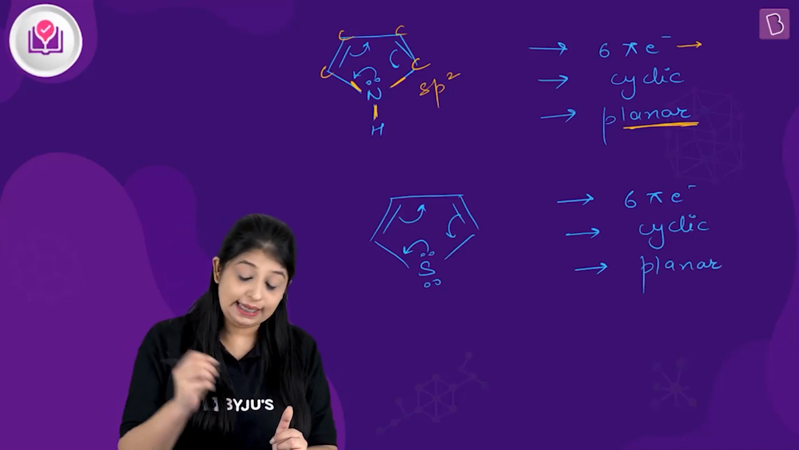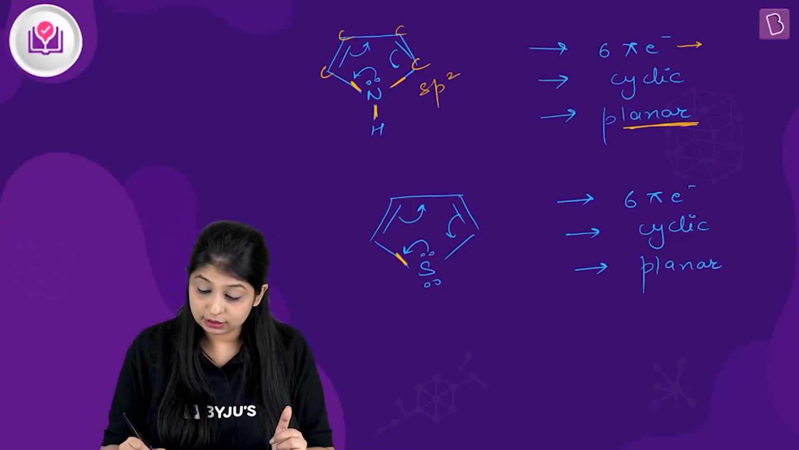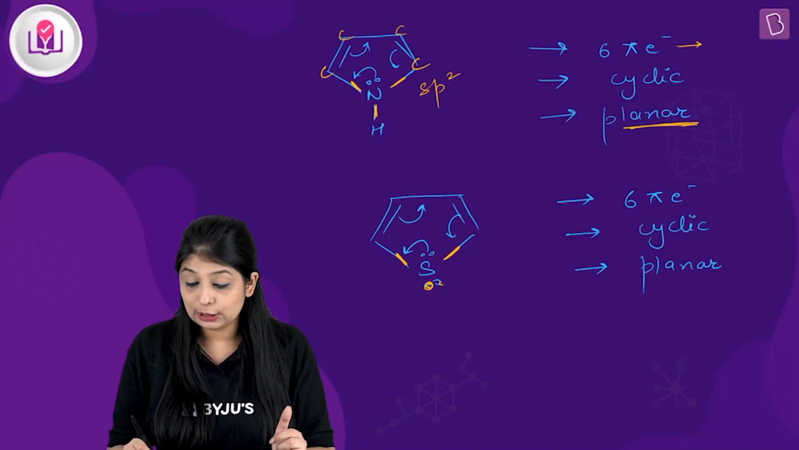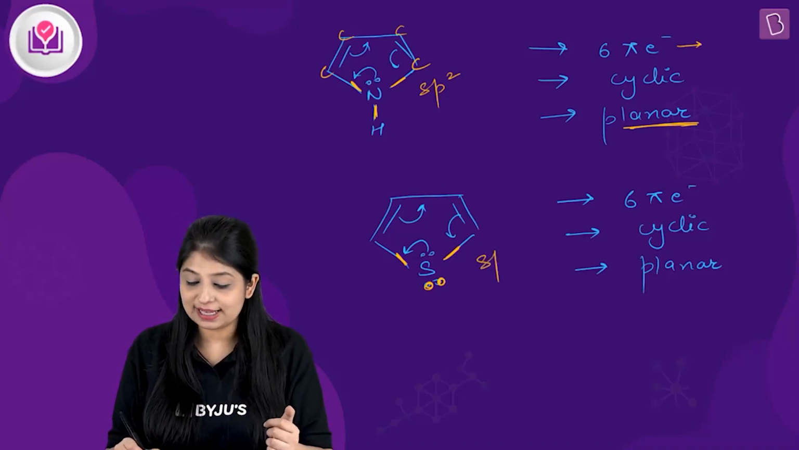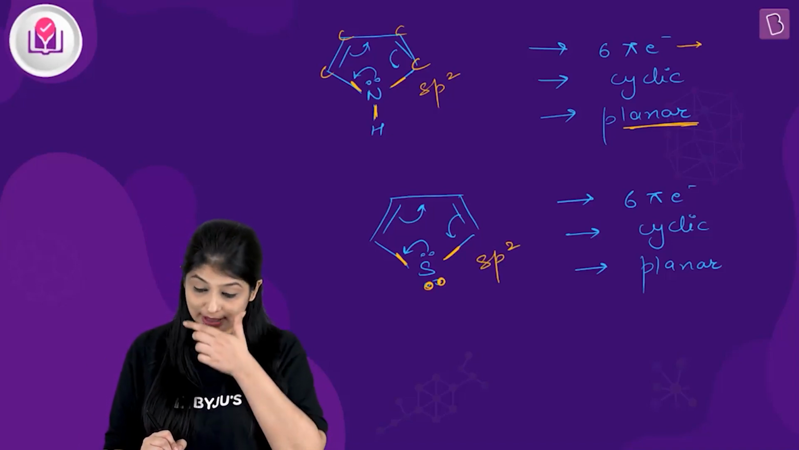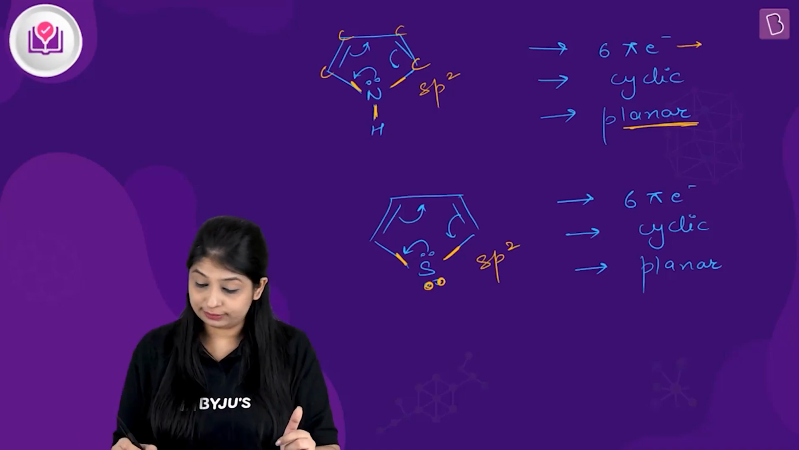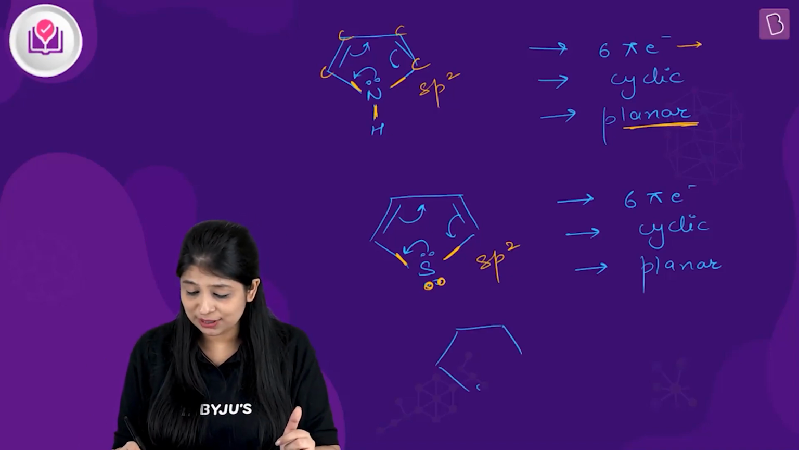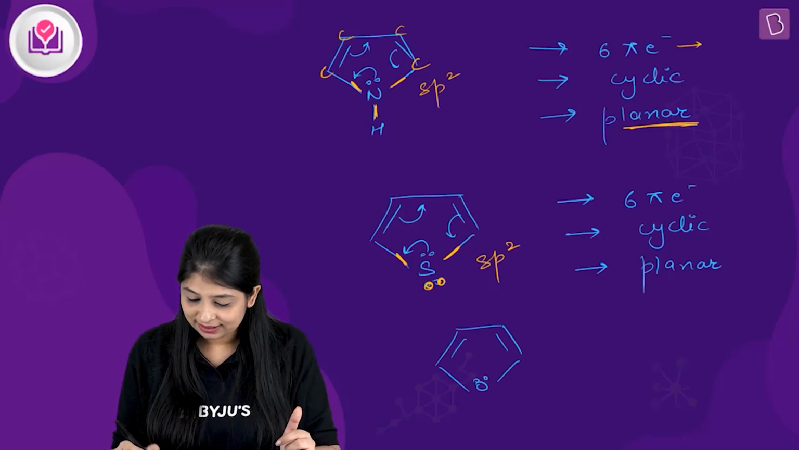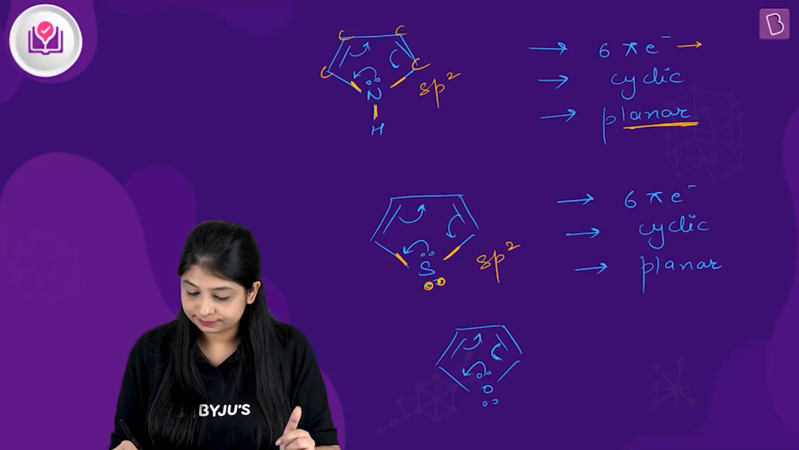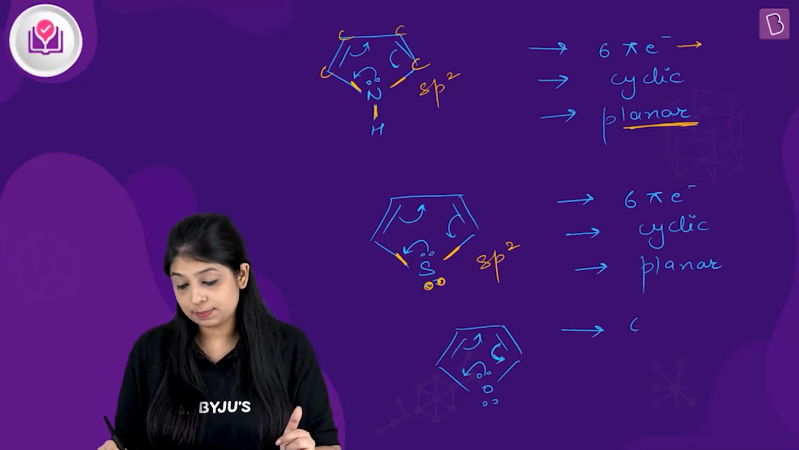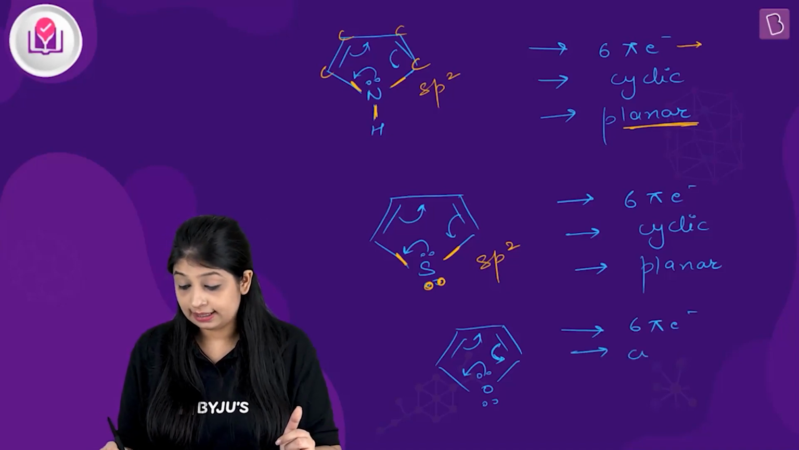Why? It's making 3 sigma bonds. It's making 2 sigma bonds. However, the lone pair is in the hybridized orbital, which makes the hybridization sp2, right? What about furan? Actually, furan is also pretty much the same, right? So one of the lone pairs is being delocalized, so that makes 6 pi electrons, cyclic as well, and it is planar as well.